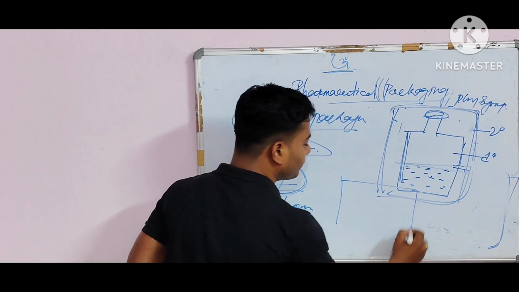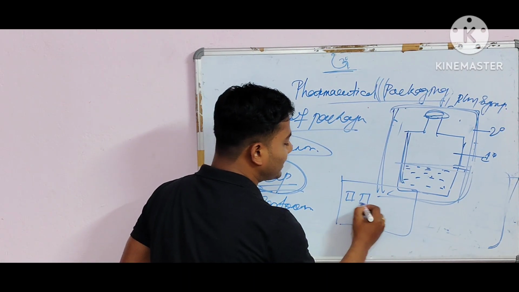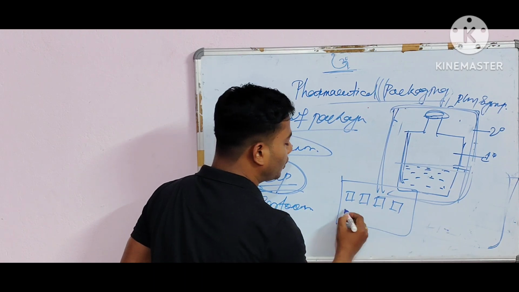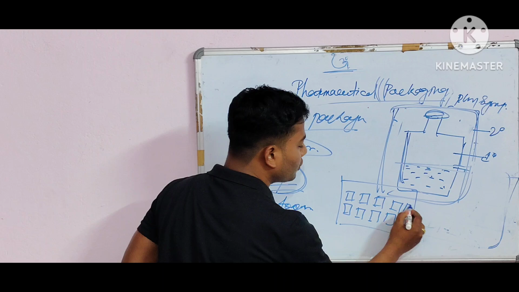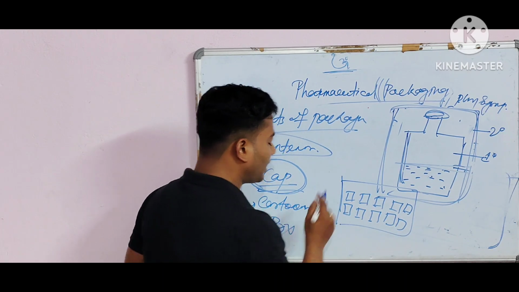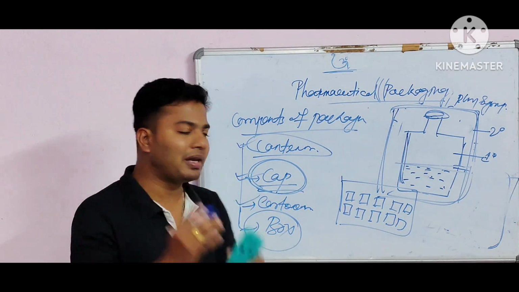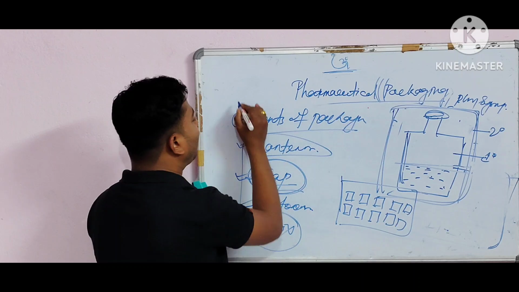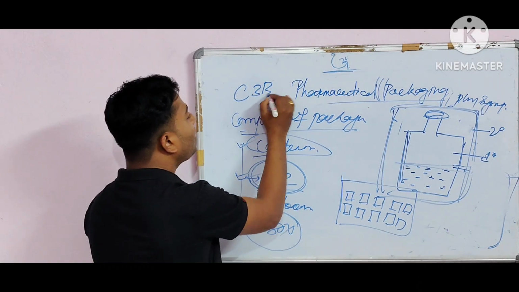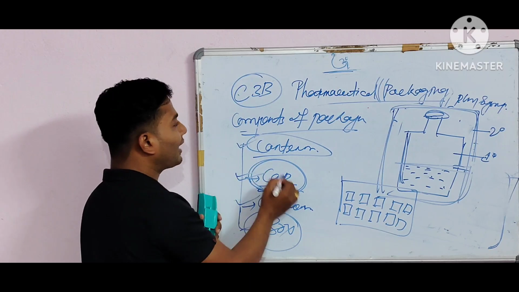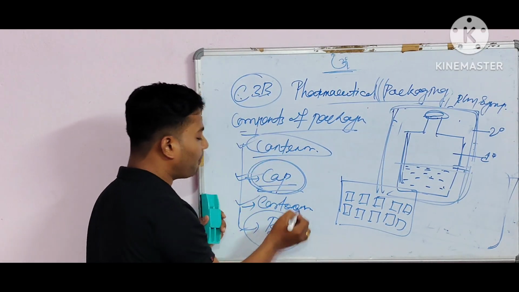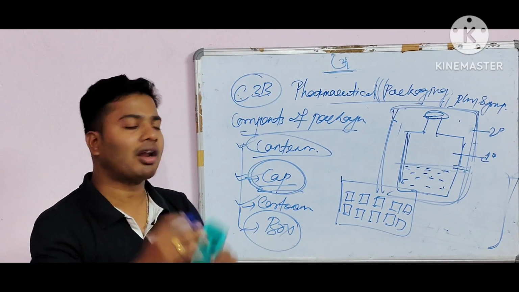These are the number of cartons of paracetamol syrup containers. So this one is the box. This is the tertiary packaging. So you can say simply, what are the components of packaging? You can say C3B. C3B means C for container, C for cap, C for carton, B for box. Clear? And now come to the point.